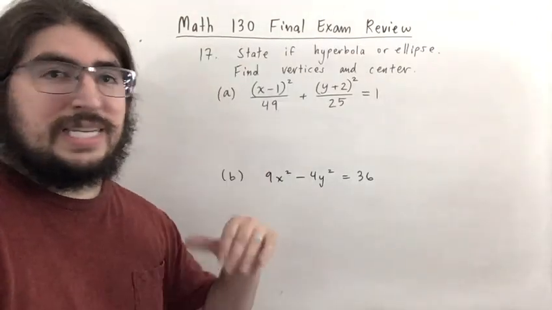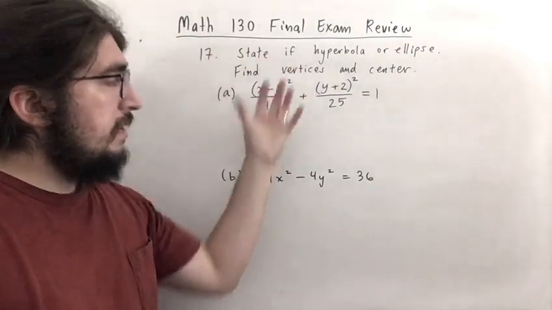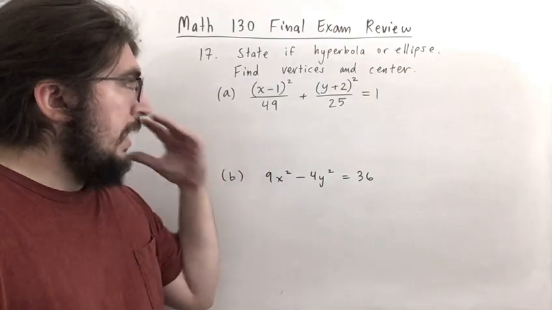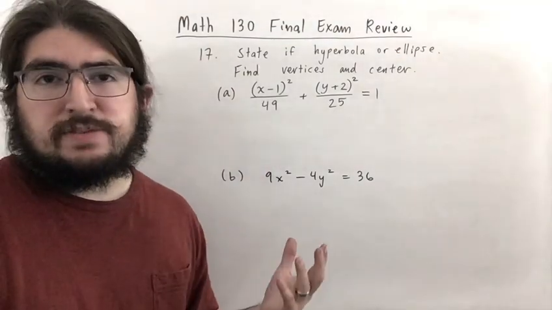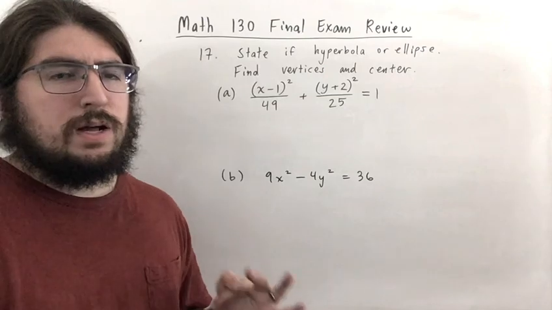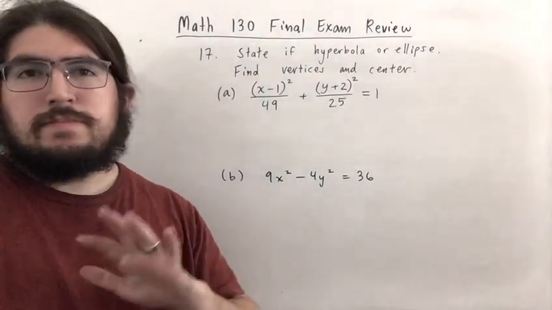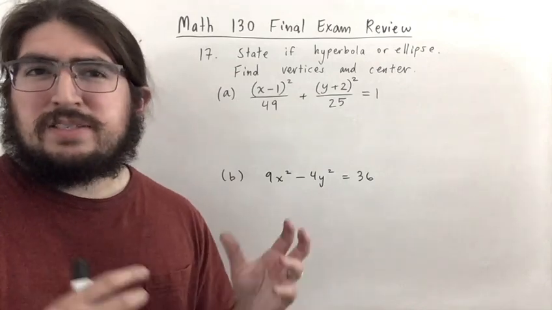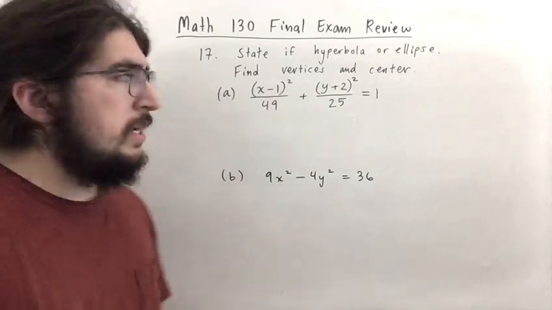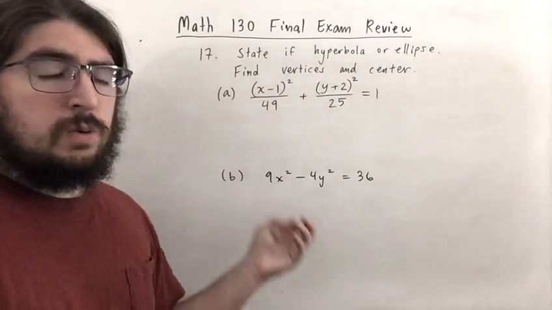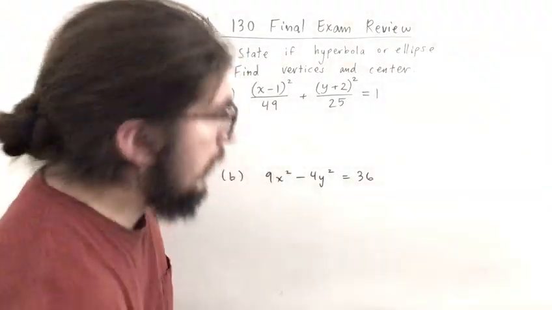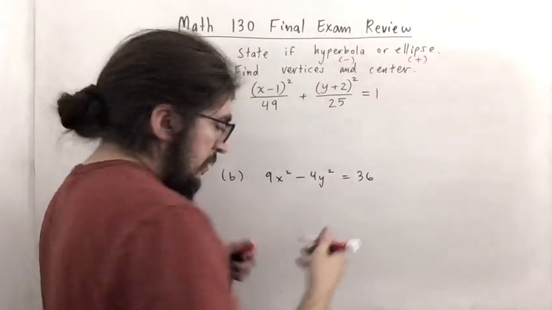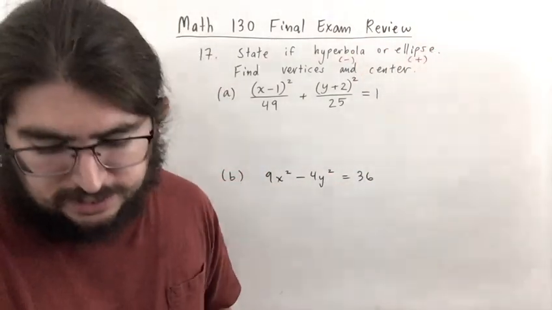Okay, so finally for 17, we're asked to find if each of these equations represents a hyperbola or an ellipse. So we state that. And then we find the vertices and center for each of them. So what's that about? Well, long story short, ellipses and hyperbolas basically behave the same, but one's inside out of the other. The way you can tell which one's which is that hyperbolas have a minus in between and ellipses have a plus in between. Now, the standard form for each of them looks pretty much the same.